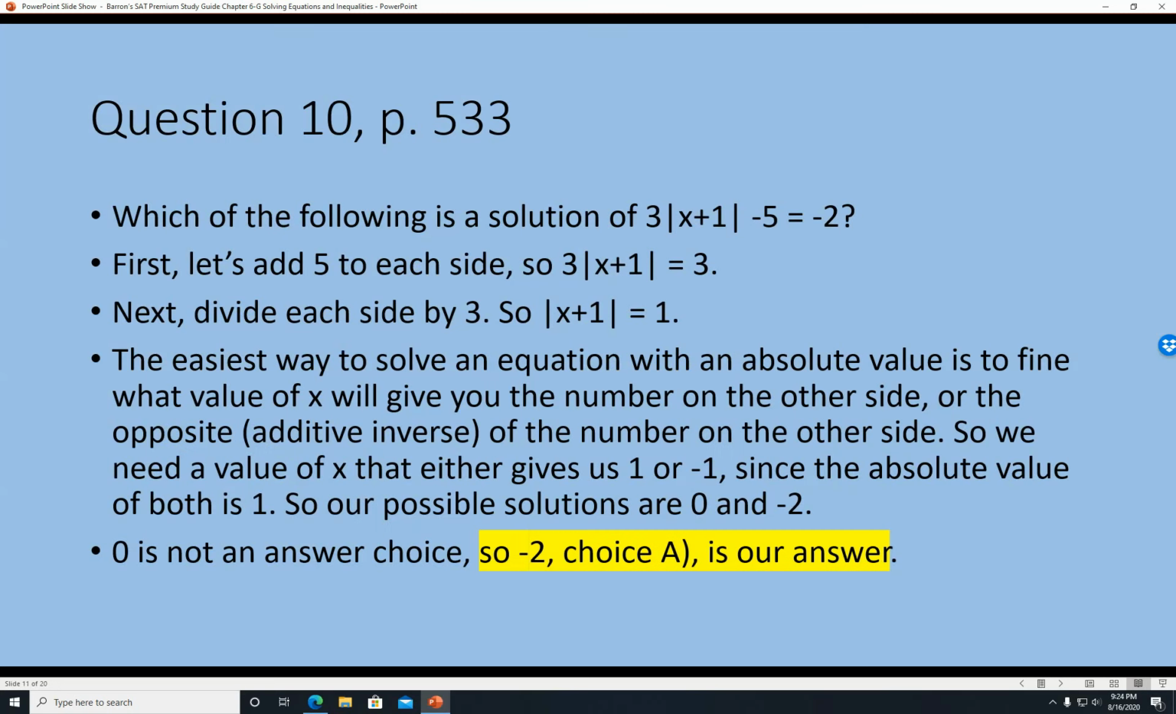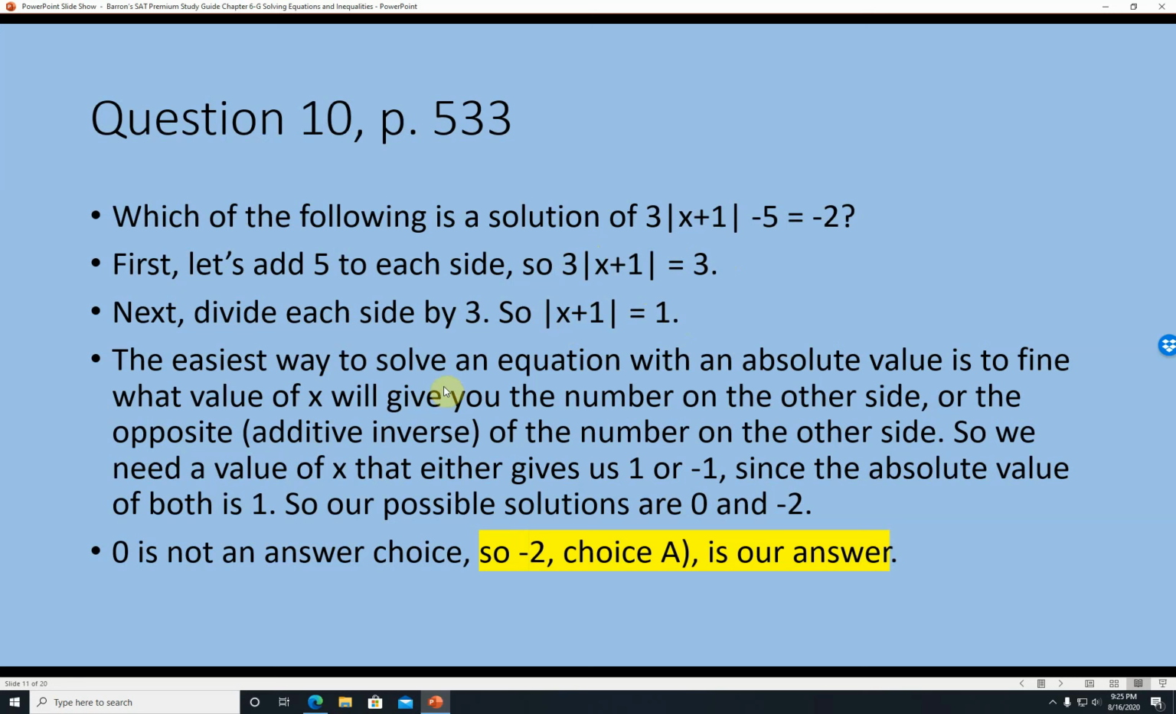Okay. Question 10. Page 533. Which of the following is the solution of 3 times the absolute value of (x plus 1) minus 5 equals negative 2? So the first thing we're going to do is add 5 to each side to get rid of that term. So we just end up with 3 times the absolute value of (x plus 1) equals 3. Obviously, if we've got a 3 here and a 3 here, 3 on both sides, let's divide by 3 to get rid of that. So then we have the absolute value of (x plus 1) is equal to 1.